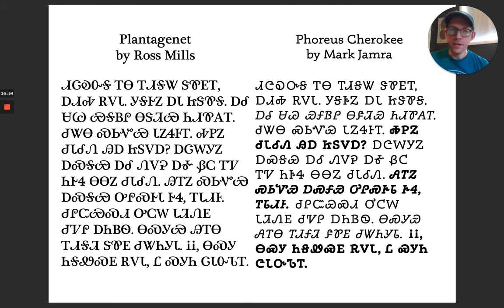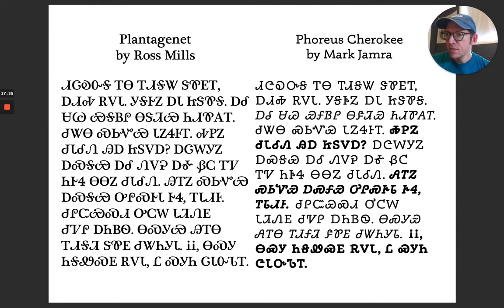Okay, these are, in my opinion, the two best examples of digital Cherokee type. On the left is Plantagenet by Ross Mills. It's probably the most recognizable. It came with Windows for a while, and it's been used a lot. And on the right, there's Mark Jamra's Phorium, which is really amazing to me. The quality of the drawing is just so nice, and Mark went out of his way to make this a full modern type family with a bold weight and even the first ever Cherokee italic.